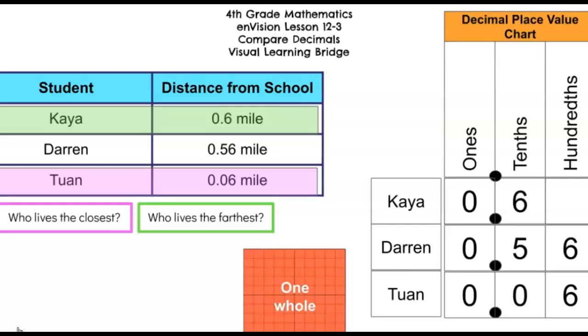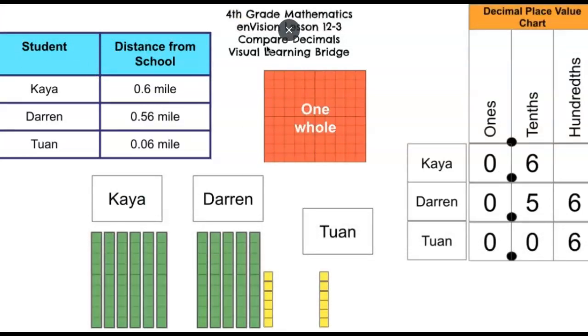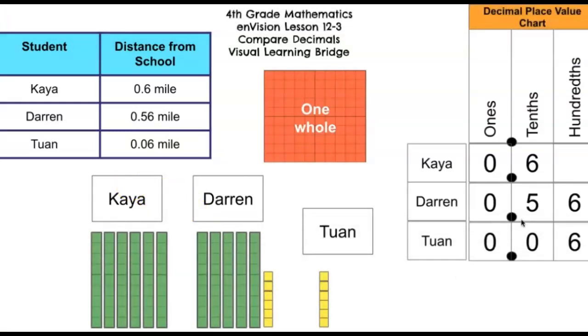Okay, so now that you've built each of these amounts with base 10 blocks, let's take a look. Here we are. Kaya's amount is 6/10. So using our reference as the red flat as 1 whole, this is how far Kaya's distance is from home to school. Here's Darren's. Darren's amount looks really close to Kaya's, doesn't it? I guess that's because 5/10 is super close to 6/10. And then look at Tuan's amount here. And I asked you to think about something in particular. Do you remember what my question was? I asked you, what do you notice about Kaya and Tuan's distance?